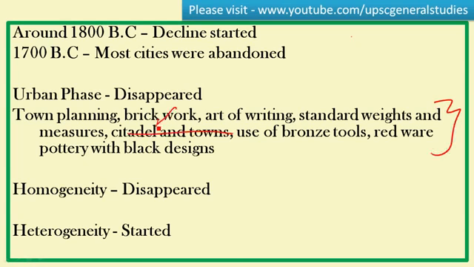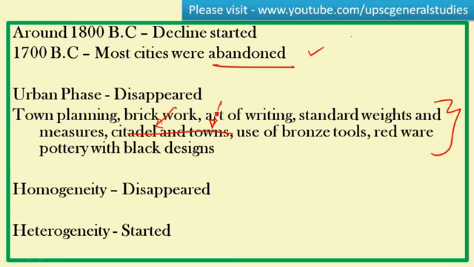Citadels is the place where aristocracy lived, and lower town is a place for common people. There was also use of bronze tools and red ware pottery with black designs. So these were important features during the matured Harappan civilization. These features started declining during the late Harappan phase. By 1700 BCE, most of the cities which prospered during the matured phase were abandoned. This is the phase of late Harappan.